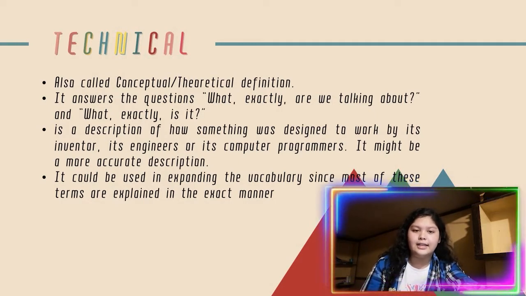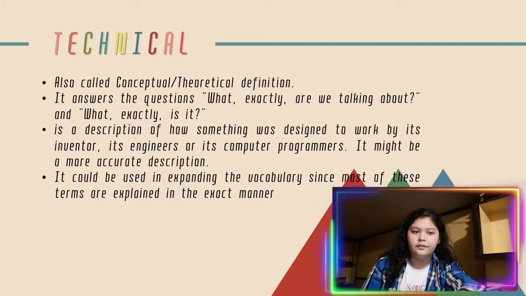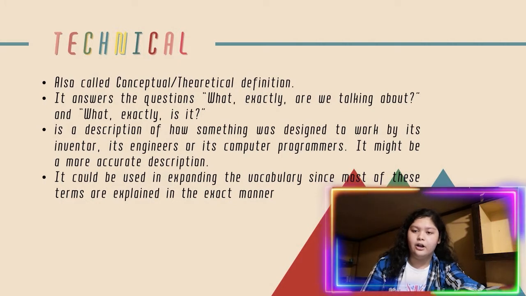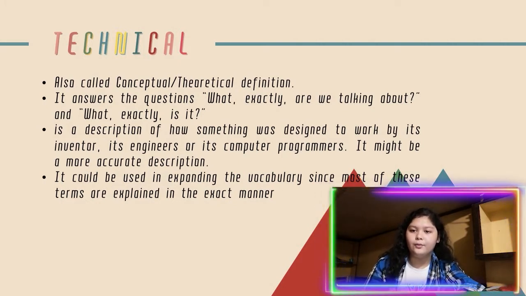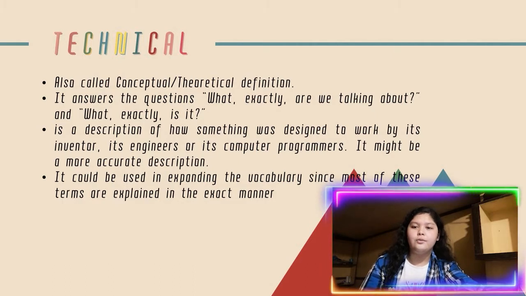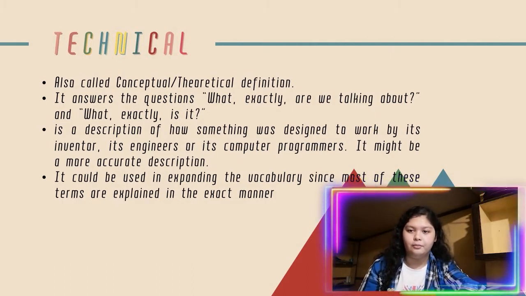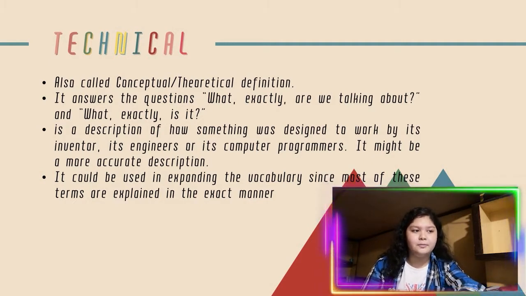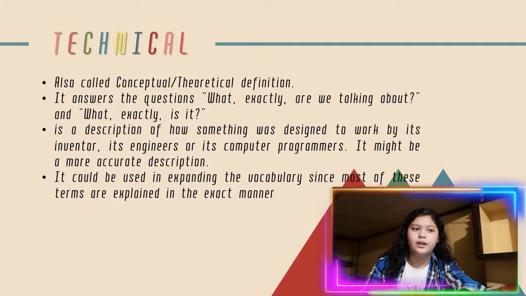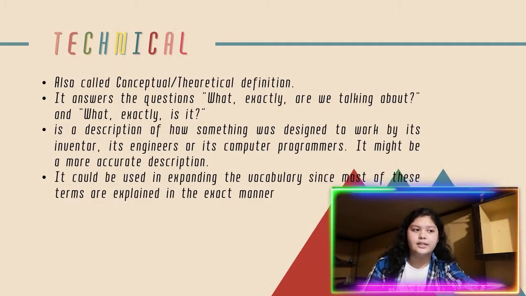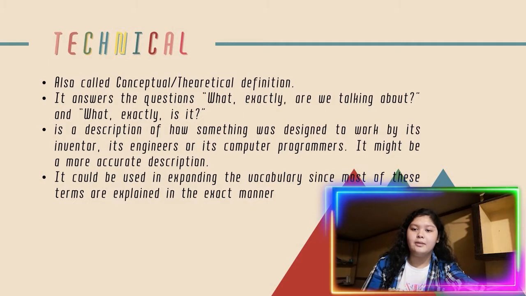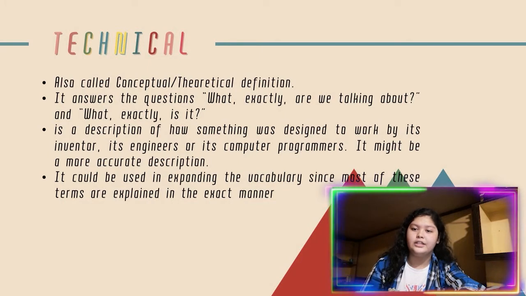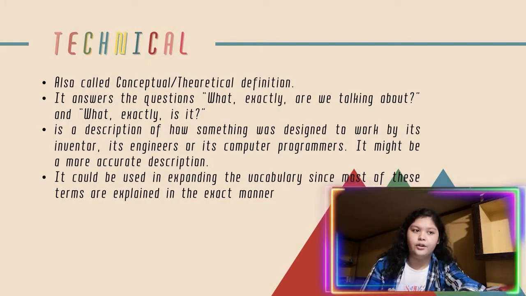As for answering what exactly is it, we can use a technical definition to describe or explain what distinguishes an object or a concept. So remember that whenever we are talking about technical definition, we are talking about the concept of a term. Let's move on. It is a description of how something was designed to work by its inventor, its engineers, or its computer programmers. It might be a more accurate description. So, as I said earlier, technical definition talks more about the concept of a term.